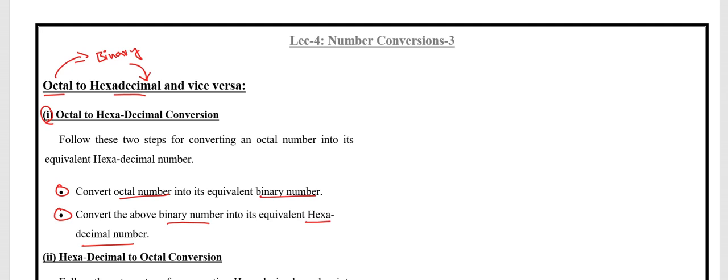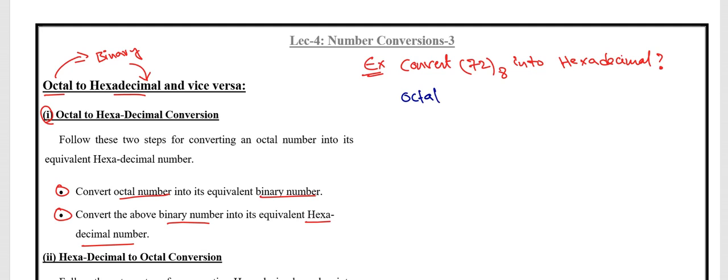So let us see one example. For example, convert octal 72 into hexadecimal. In this example, we've been asked to convert an octal number, that is 72, into hexadecimal. So let us first write the given octal number. The given octal number is 72, and this number should be converted into binary first.